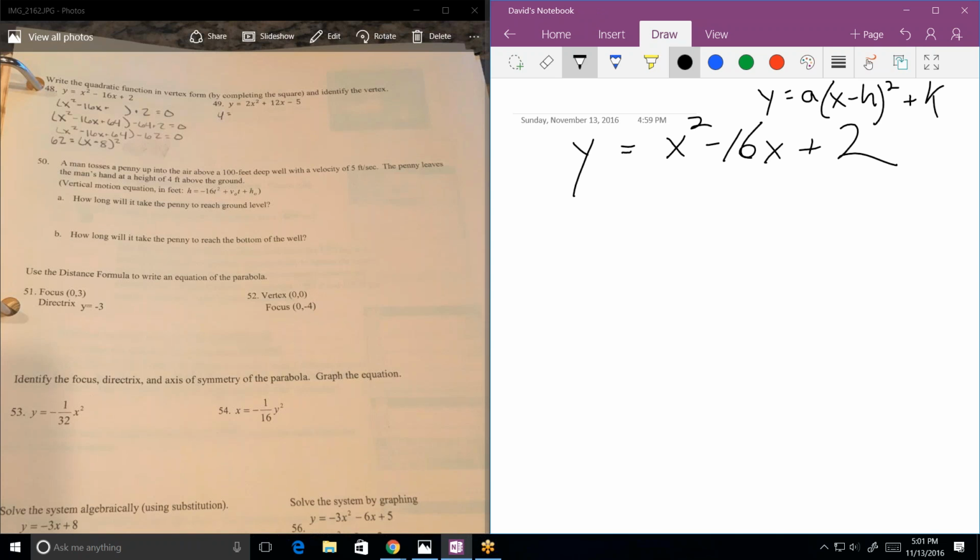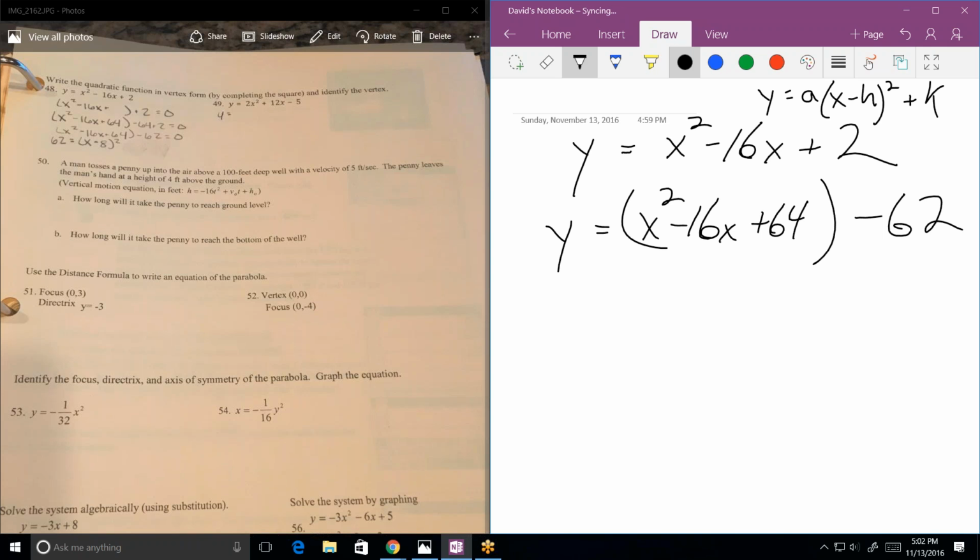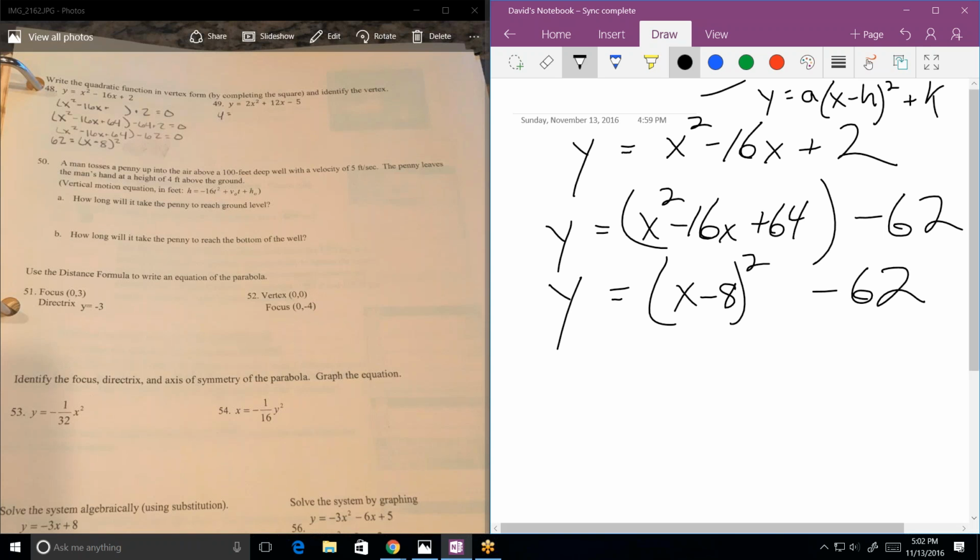So you got down to this spot here, which is correct. Should say y equals x squared minus 16x plus 64 inside the parentheses, outside minus 62. Now, you also correctly identified that as x minus h quantity squared minus 62. Cool. But notice we now have it in perfect vertex format. You see the similarities.